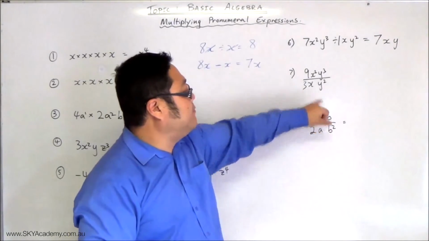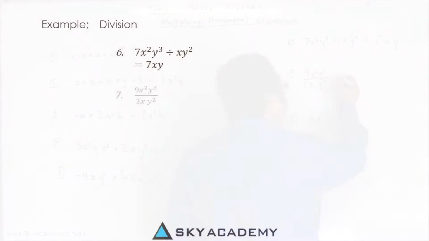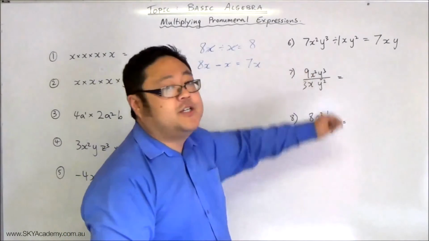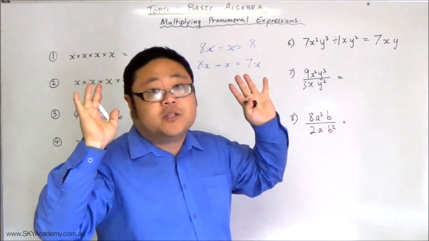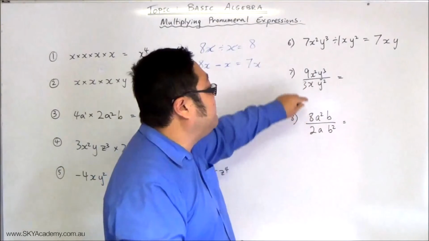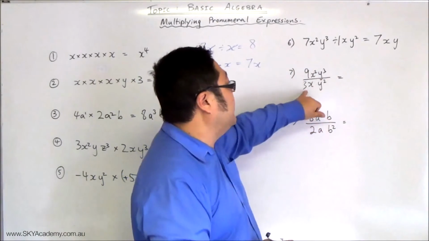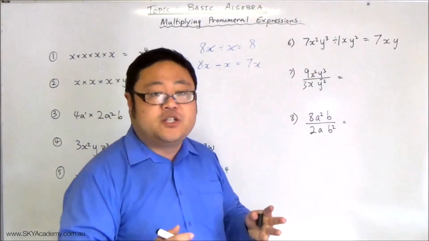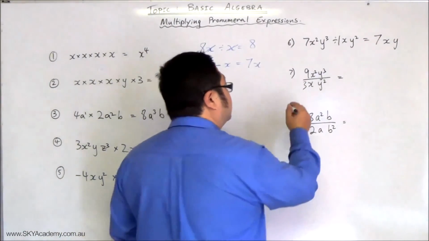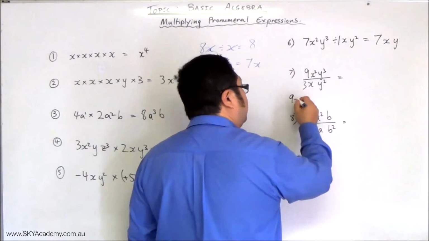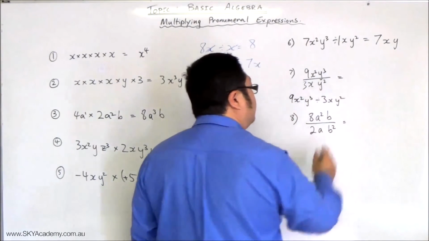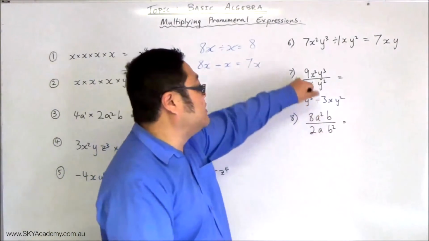Let's have a look at this one. You've got 9x squared y cubed over 3xy squared. And oftentimes when people see fractions, they freak out and go, I don't know what to do. You don't need to freak out, because really what's going on here is it's exactly the same as that question. A fraction is just a division question in disguise. Alright? So another way of writing this would be 9x squared y cubed divided by 3xy squared. Alright? Which is exactly the same question as what we've got here.